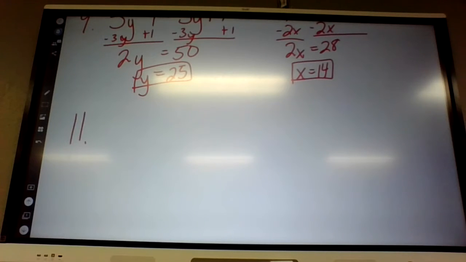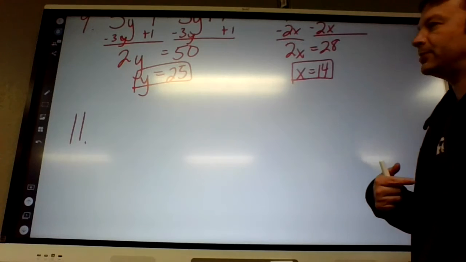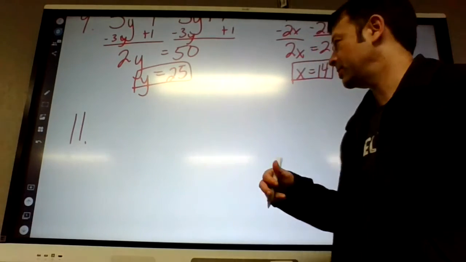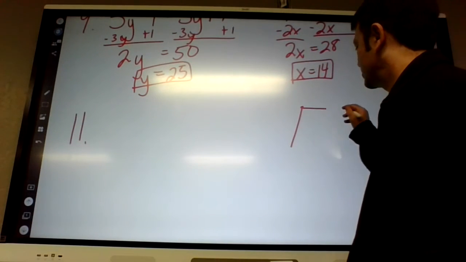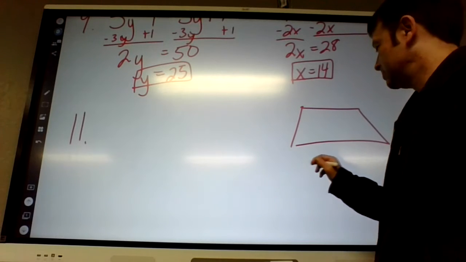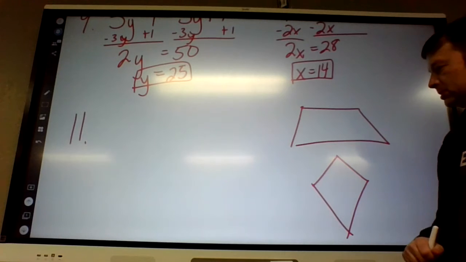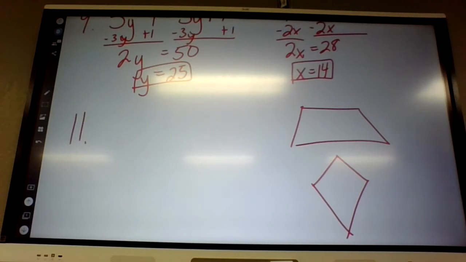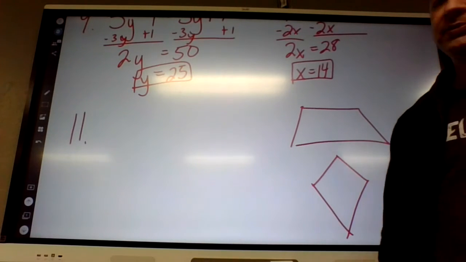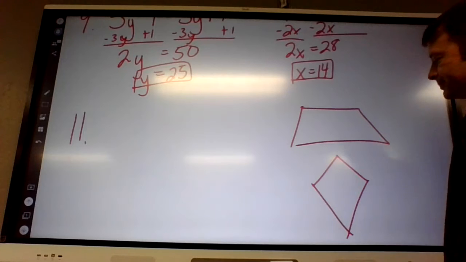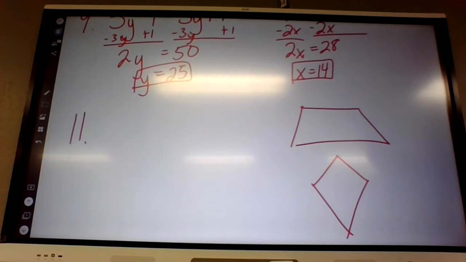I'll help you out here. What are the types of quadrilaterals that we know of that don't have parallel lines, or that are not parallelograms? Trapezoids and kites. Let's do a kite. Alright, can either of these have two pairs of congruent angles? Which one? Kite. No.